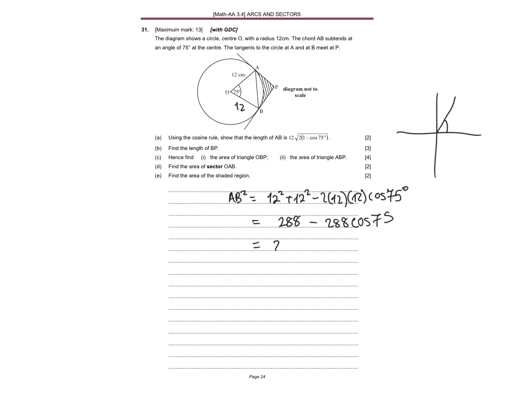So now we can take out a 288. 1 minus cosine 75, that's AB squared. So if we take the square root, and this is 144 times 2, so we can take out a 12, and then 1 minus cosine 75 stays in.